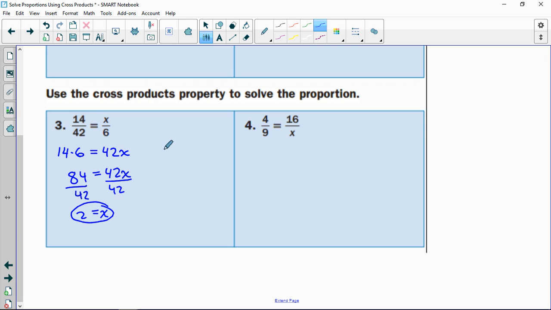Or the quickest way to do it is to multiply the diagonal and then divide by the other number. So 14 times 6 divided by 42 will still also just give you 2. So try that method for number 4. 9 times 16, a diagonal, and then I'm dividing by the other number, divided by 4 is 36.